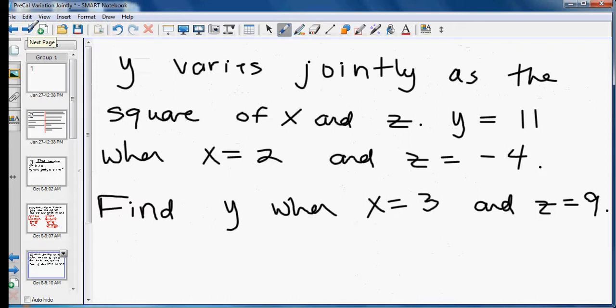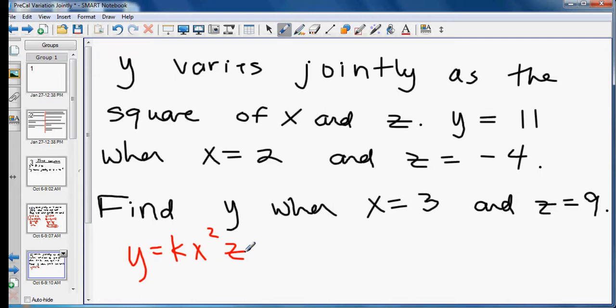Alright, this example. Y varies jointly as the square of x and z. So I want to go ahead and write this and then talk about how it's worded. Y varies jointly, so I know multiplying, with the square of x, that's the same thing as x squared, and z. Now sometimes I have people ask me, well, shouldn't I be squaring z as well? They have to explicitly tell you to square them both if they want you to square them both.